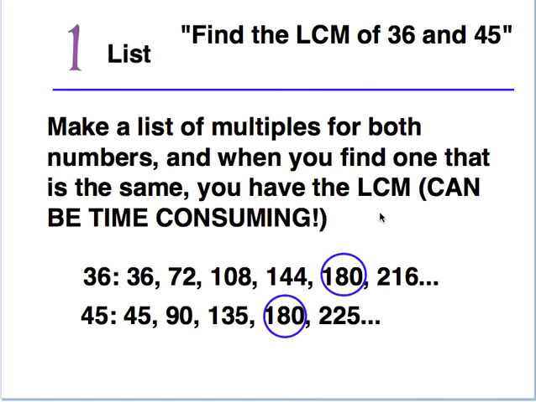So let's take a look at number 1. You can just list all of the multiples of certain numbers until you find the lowest common multiple. So, for example, for 36, we would list all of the multiples: 36, 72, 108, 144, 180, 216. For 45, we would also list all of their multiples, and then we would take a look and see which ones are in common. And you would see that 180 is common for both.